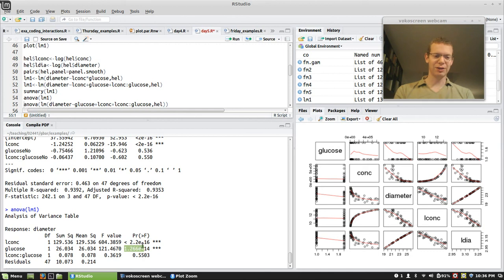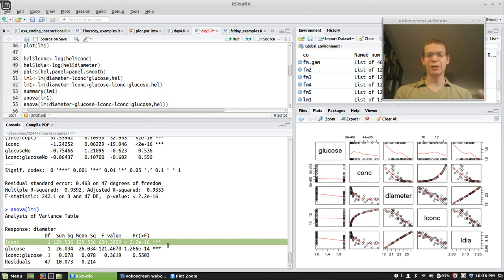But what this does is actually first it tests a model: does it add any information to add the variable log concentration? Then, given that we include this, do we get any further improvement in the model by adding glucose? Appears so, and then adding finally the interaction of log concentration with glucose.